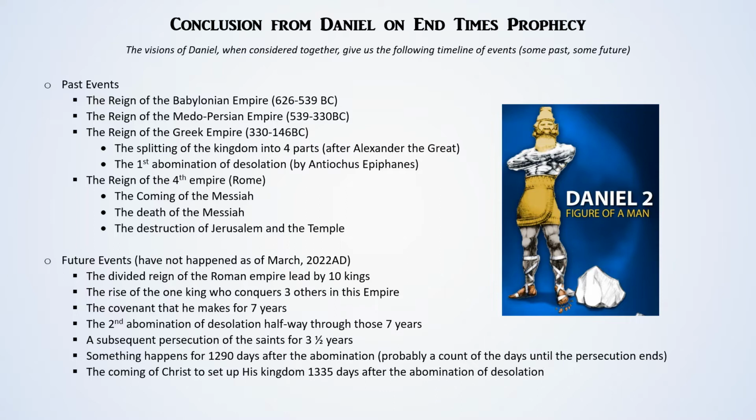Something happens for 1,290 days, which is probably talking about the persecution after the abomination. And then the coming of Christ comes exactly 1,335 days after the abomination of desolation. This is a really good, and I would argue really the only way to piece together what Daniel says. And all of this is just from Daniel, right? This is why Daniel gives us really good reason to have the pre-millennial position. All right, so that's the Daniel stuff.